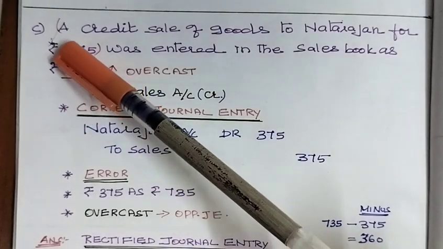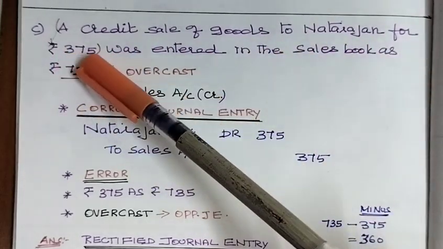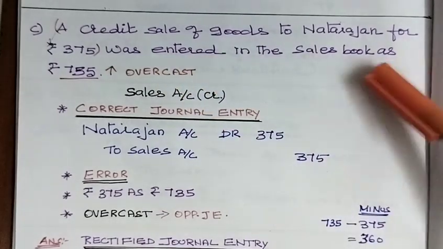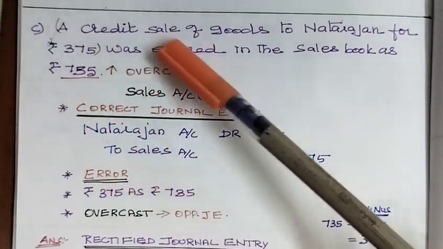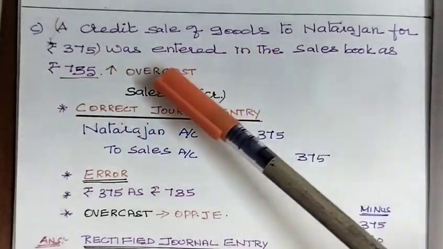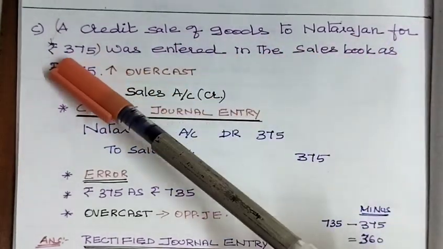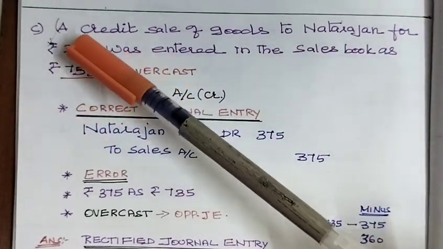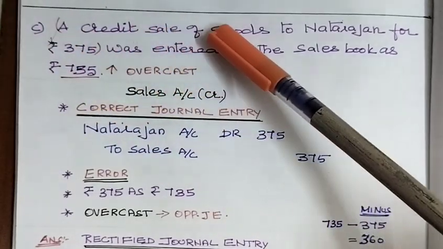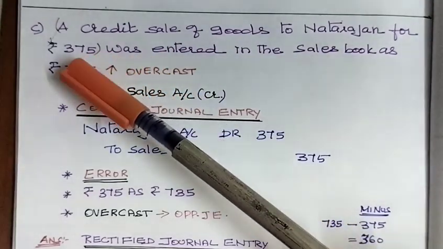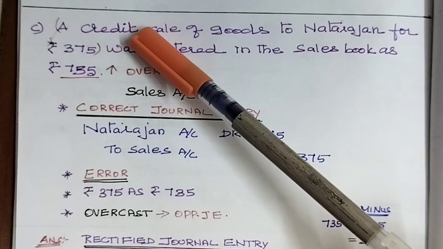Next transaction: a credit sale of goods to Natarajan for rupees 375 was entered in the sales book as 735. Read the transaction twice or thrice. Listen, a credit sale of goods to Natarajan for 375. What does this transaction tell us? You sold goods to Natarajan on credit, rupees 375. This is the credit sales.